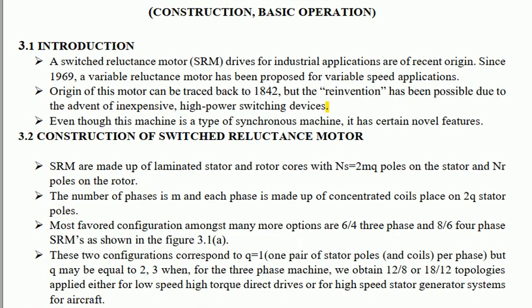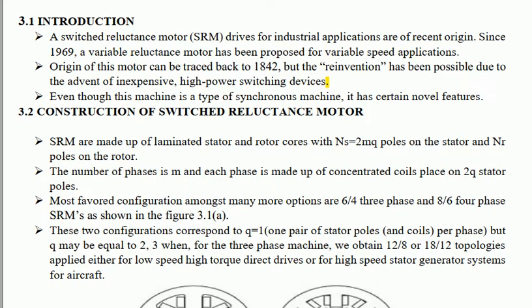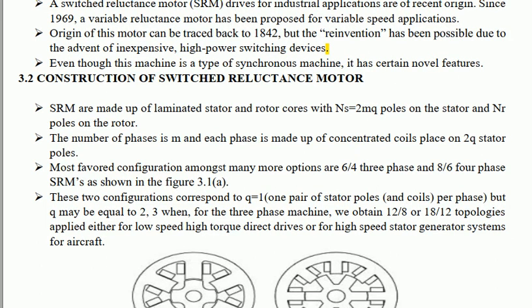Construction of the switch reluctance motor. Switch reluctance motors are made up of laminated stator and rotor cores with Ns equal to 2mq poles on the stator and Nr poles on the rotor. The number of phases is m, and each phase is made up of a concentrated coil placed on 2q stator poles.